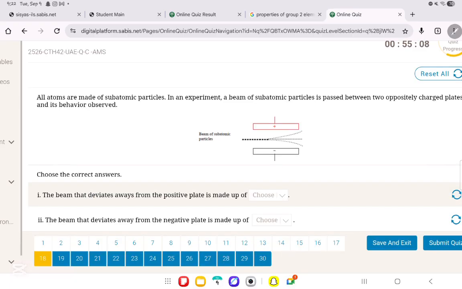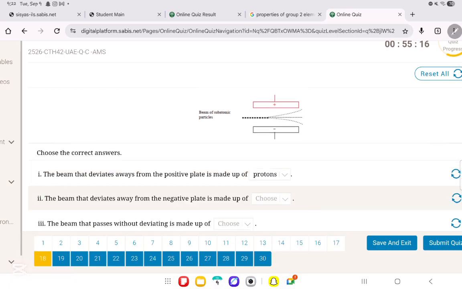So this is really easy. If it deviates away from the positive plate, positive and positive repel, so it's proton. If it deviates away from the negative plate, negative repel, it's electron. And if it doesn't deviate, it's neutron.